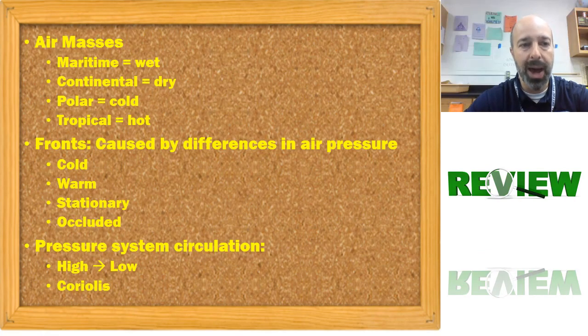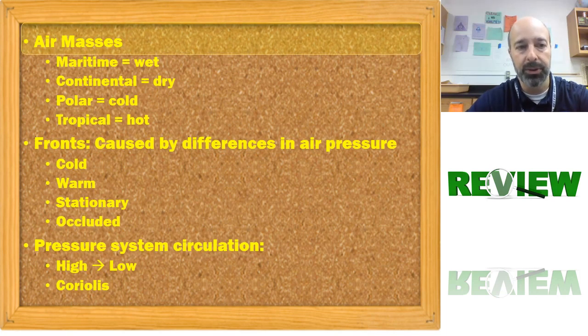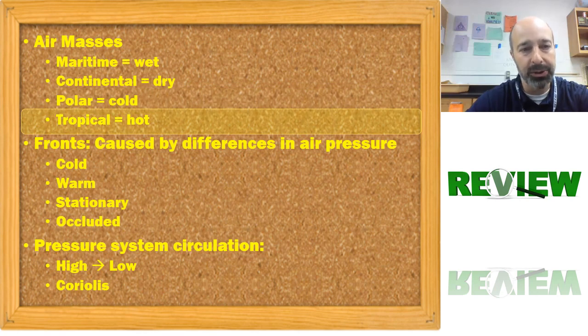All right, well, there you have it, air masses and storm fronts. So, I started off by talking about air masses. We have maritime air masses, which are wet, continental is dry, polar is cold, and tropical is hot. Those are the main ones. There's also the Arctic one, which is sort of extra cold, but those are the main four right there. Remember, we can have kind of any combination of those, where you could have, say, cold and dry, or you could have hot and wet, any sort of combination of those, depending on where the air mass is coming from.